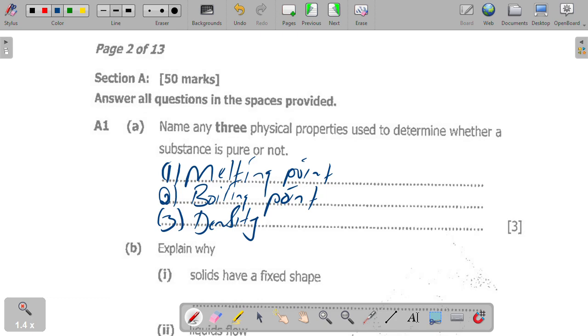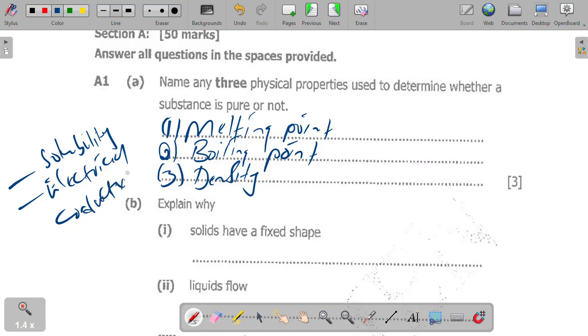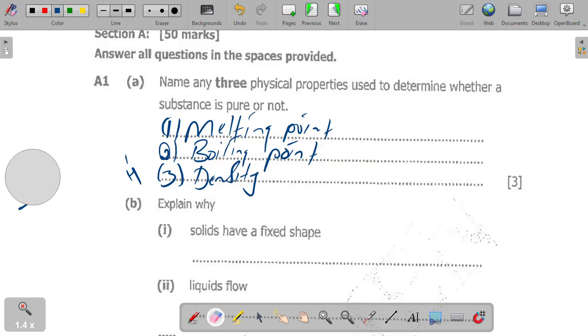Okay, density is also one of the physical properties that we can use to determine whether a substance is pure or not. You can also mention things that are not here, or physical properties that are not here, like solubility. Solubility, you can talk about electrical conductivity. Conductivity, these are also physical properties. Okay, very, very important.